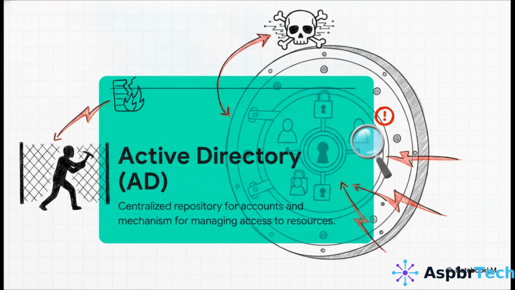So just a level set. Active Directory is essentially your centralized repository for user and group accounts, right? It's the core mechanism deciding who gets access to what across the entire organization. But because it literally holds the keys to the kingdom, it is always going to be a massive target for lateral movement and credential theft. It's a pretty terrifying reality when you think about it. If an attacker finds even a single vulnerability in your AD architecture, they can pivot, elevate their privileges using nasty tricks like pass the hash or Kerberos roasting, and effectively own your entire domain infrastructure.